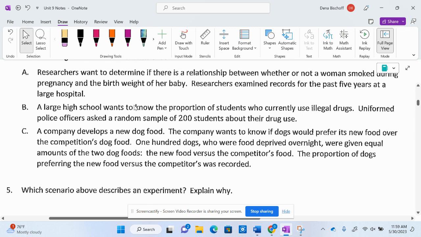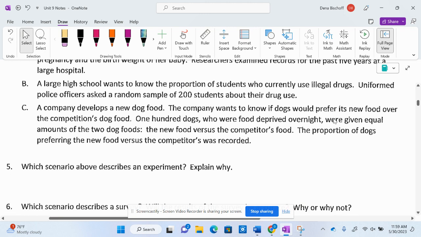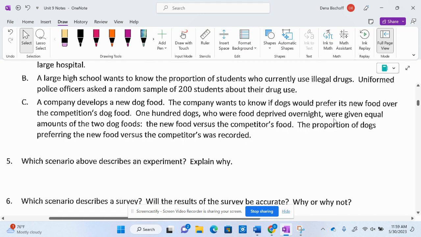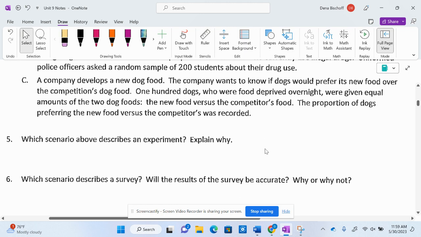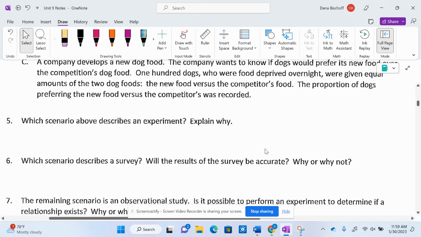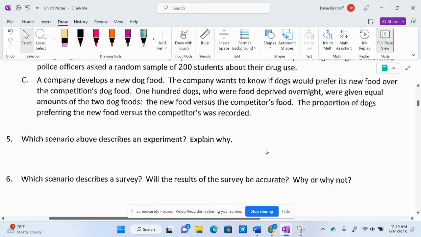The second one is a large high school wants to know the proportion of students who currently use illegal drugs. A uniformed police officer asks a random sample of 200 students about their drug use. Okay. And then a company develops a new dog food. The company wants to know if dogs would prefer its new food over the competition's dog food. 100 dogs who were food deprived overnight were given equal amounts of the two dog foods, the new food versus the competitor's food. The proportion of dogs preferring the new food versus the competitor's food was recorded. So which scenario above describes an experiment and why?